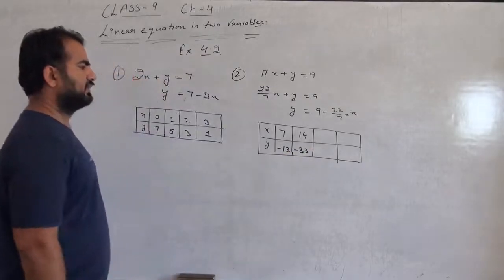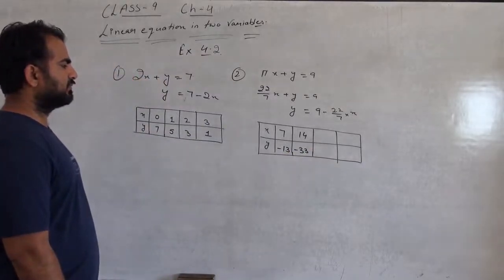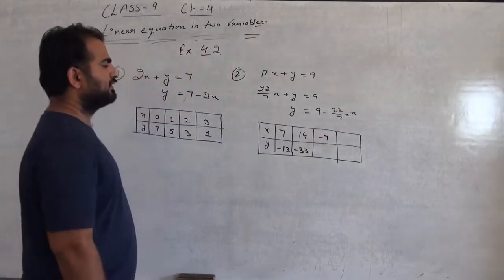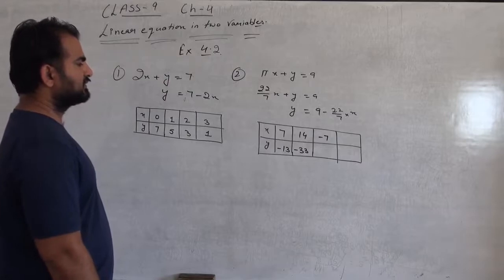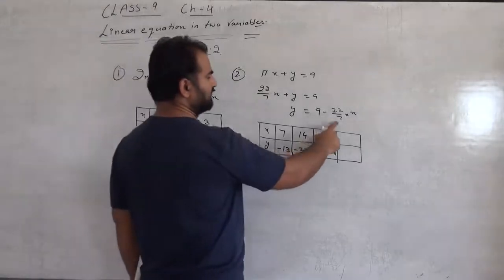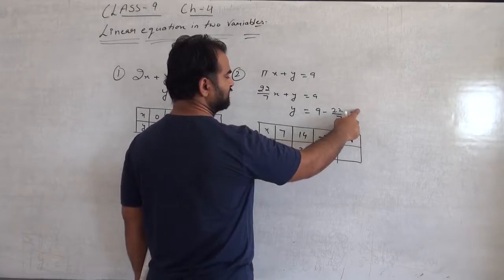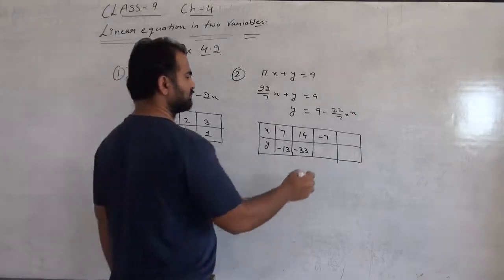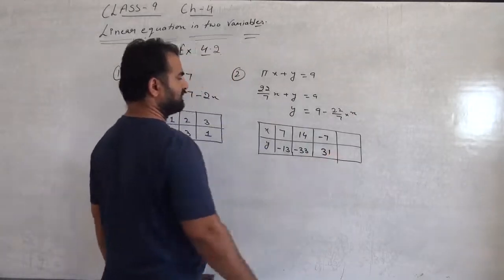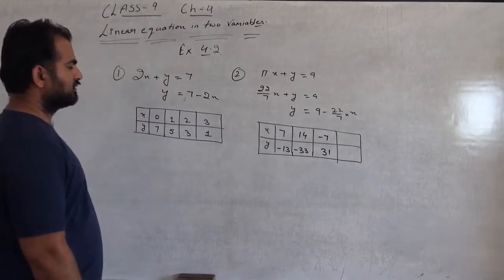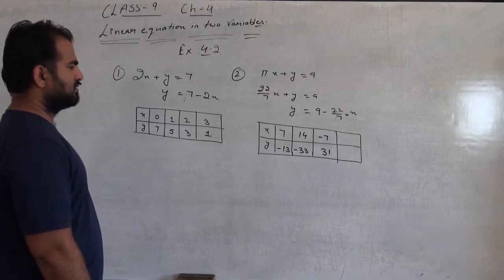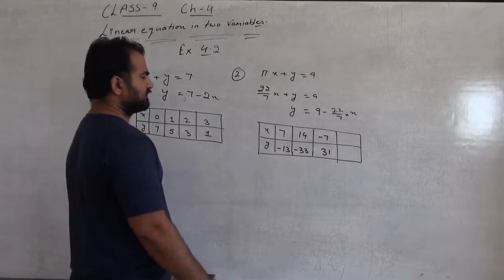Next, what we can do is take minus 7 also. So minus 7 will be 22 plus 9. The 7 and minus 7 will both be cancelled. It will be minus 1. Minus 1 into 22 will be plus 22. And 22 plus 9 is 31. And next, what we can do is take minus 14 also.